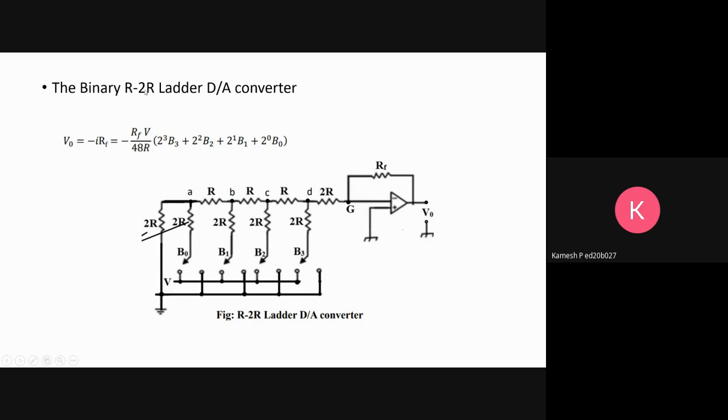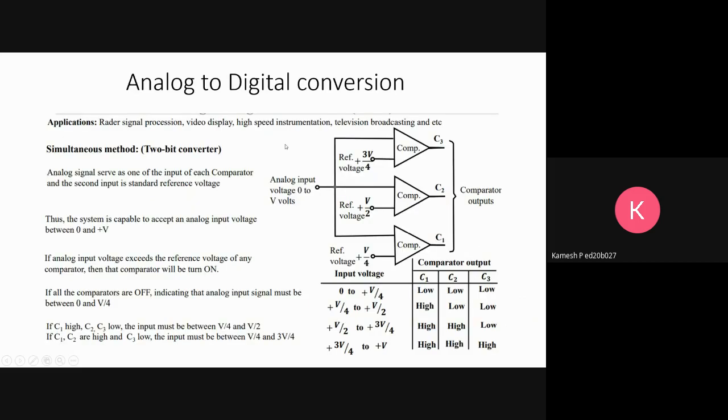The binary R to R ladder DA converter is another type of DA converter. The most important part here is the formula rather than the working mechanism, for the sake of the exam. This works based on Thevenin's theorem and on how the voltage and resistance decrease at each stage, so the output decreases for each. According to that, V naught is derived as minus I RF is equal to minus RF V by 48R into 2 cube B3 plus 2 square B2 plus 2 power 1 B1 plus 2 power naught B naught.